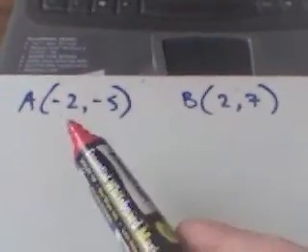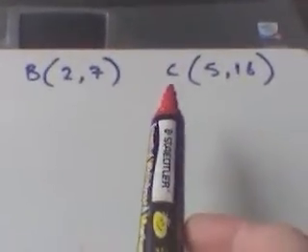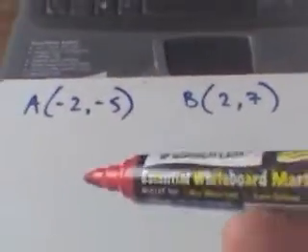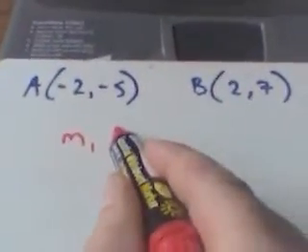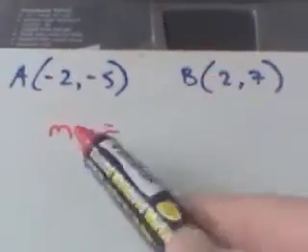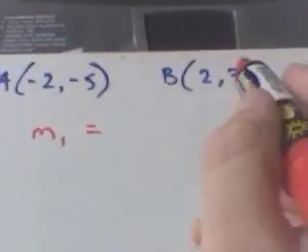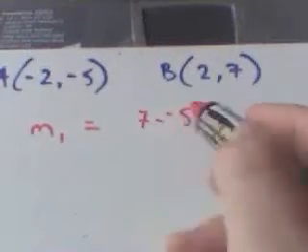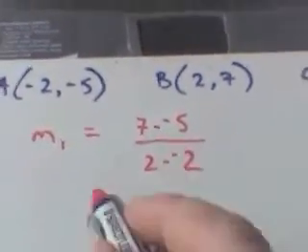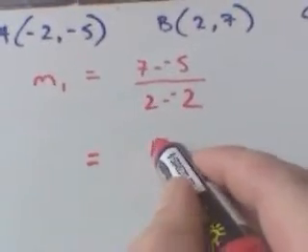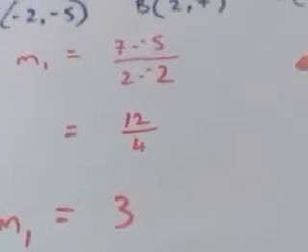So we have the points A is (-2, -5), B is (2, 7) and C is (5, 16). I'm going to show that these are collinear. So first of all, I'm just going to find the gradient between A and B. So I'm going to suggest I take 7 minus -5 divided by 2 take away -2, which is 12 over 4, which gives me the first gradient is 3.